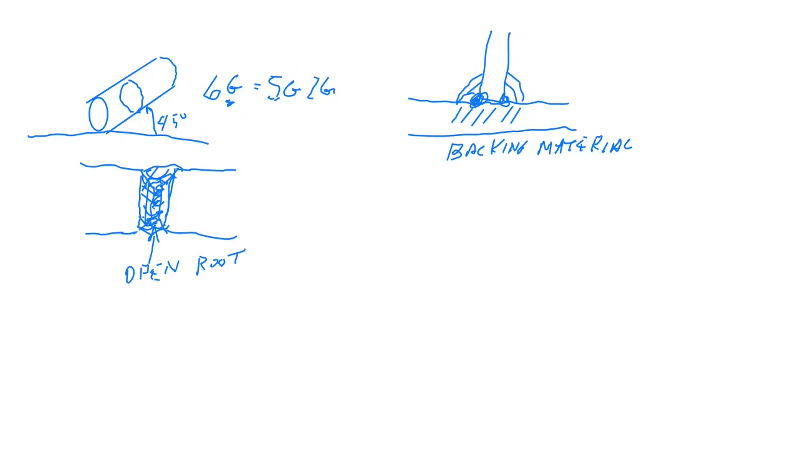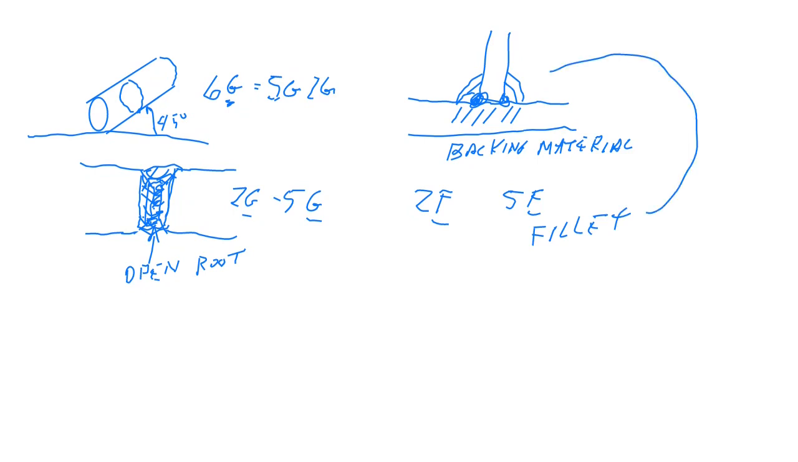So we said that, say, 2G, 5G is an all-position groove weld. There is something called a 2F, which is a horizontal fillet weld, and there's a 5F, which is a vertical fillet weld. Okay, so those are fillet welds, but those ones are easy to do.